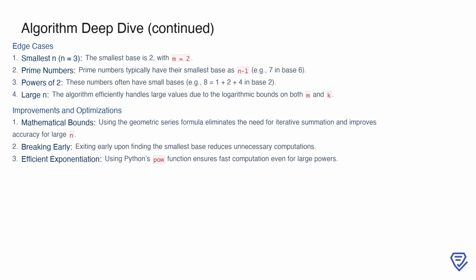To further optimize, we leverage mathematical bounds, avoiding iterative summation by using the geometric series formula. Breaking out of the loop early when a valid base is found reduces unnecessary computations. Additionally, Python's pow function ensures fast and precise calculations for large powers, which is vital for maintaining both speed and accuracy in the face of large inputs. These optimizations collectively make the approach robust and efficient across a wide range of input scenarios.